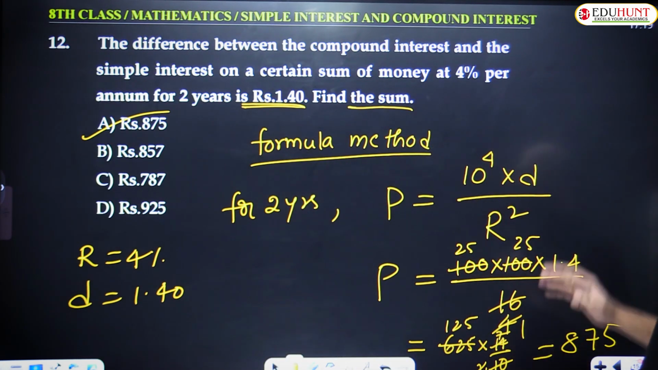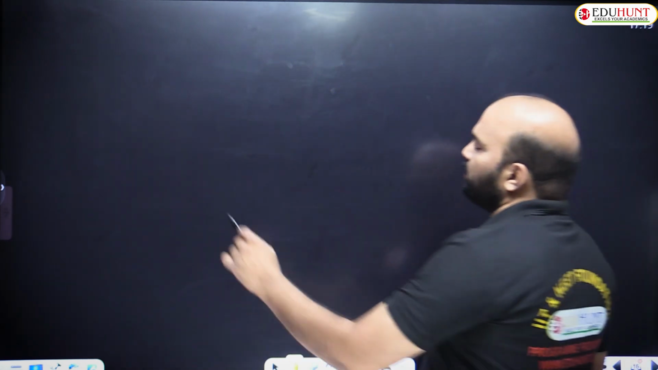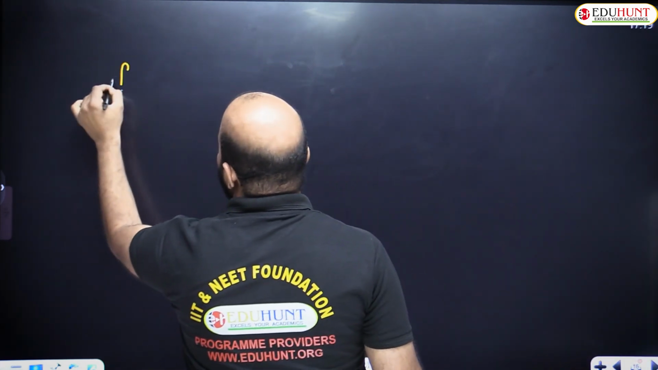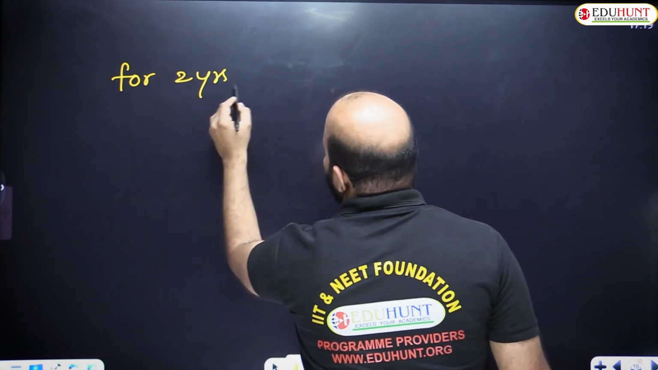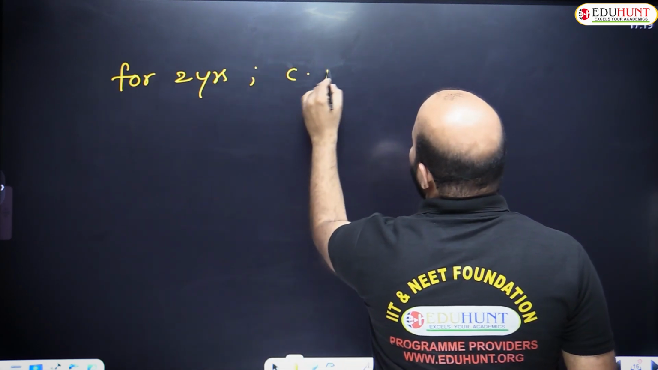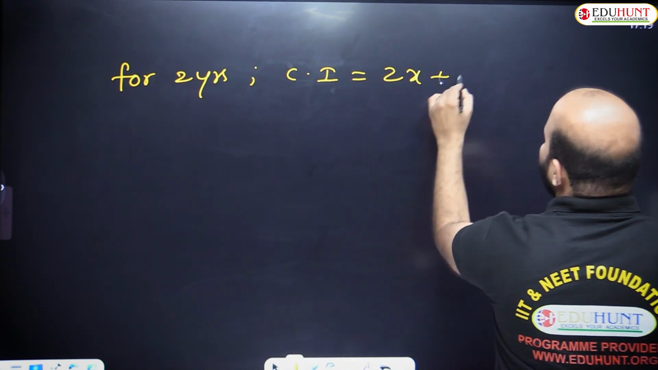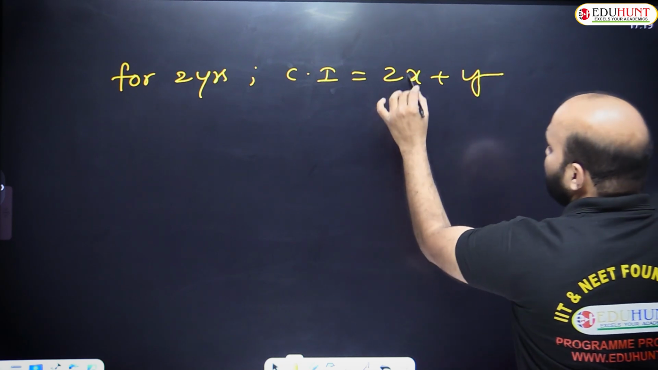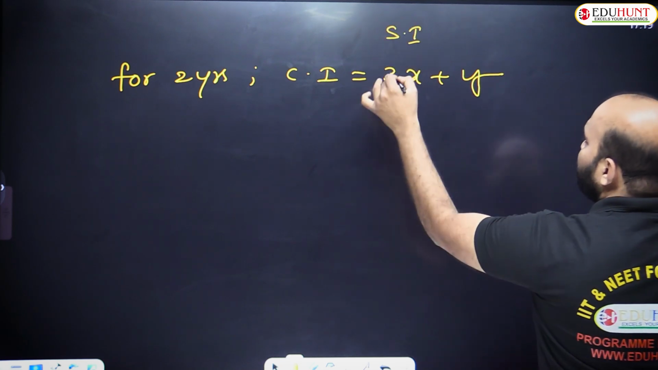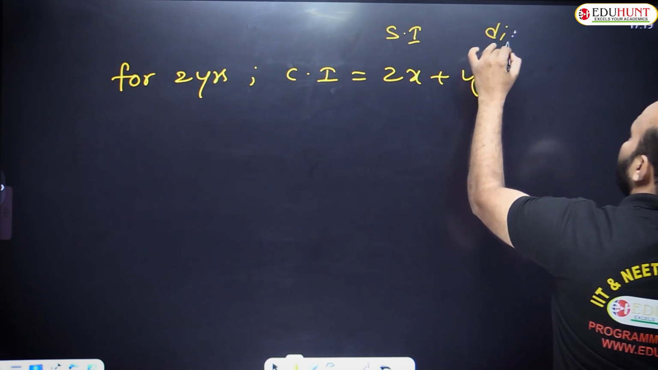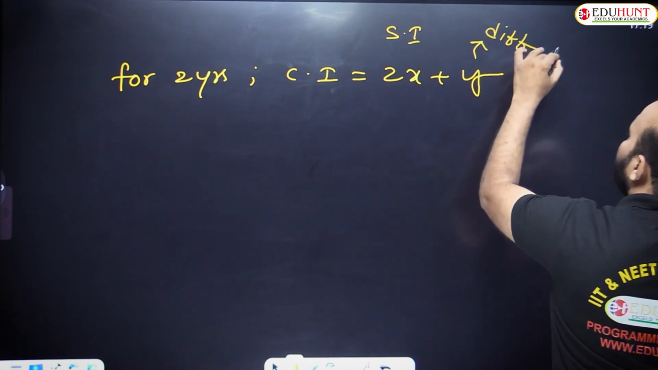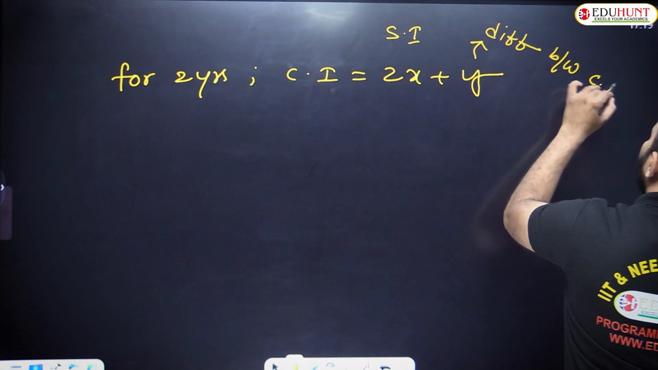This is the formula method. But what is the shortcut method? In that question, how many years are given? 2 years. For 2 years, according to the Pascal method, what is the compound interest formula? 2x plus y. Here 2x is called simple interest, and 2x plus y is called compound interest. What is the difference? Y is the difference. So here, y stands for what? The difference between compound interest and simple interest.